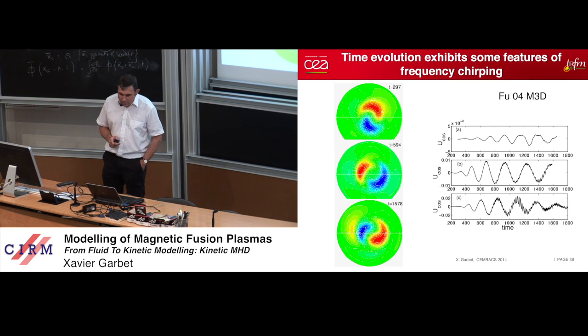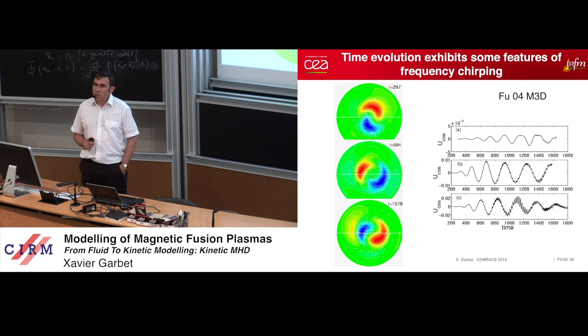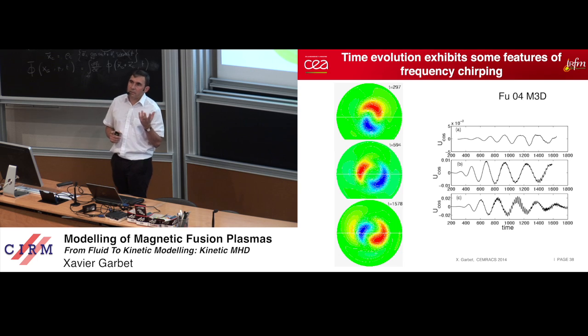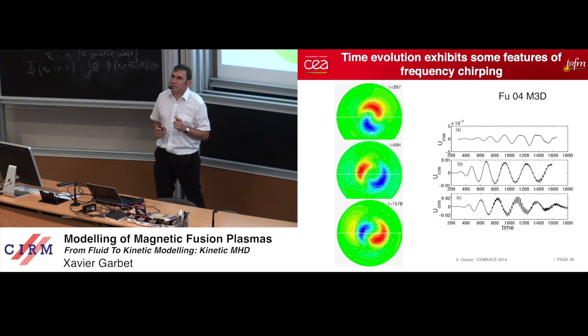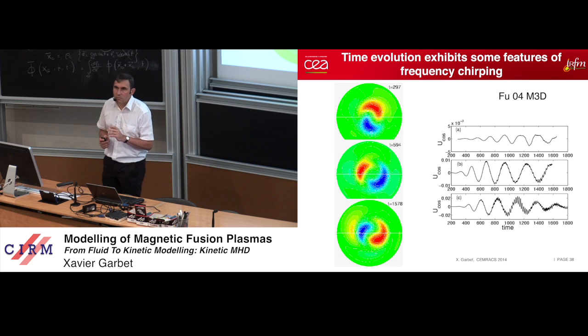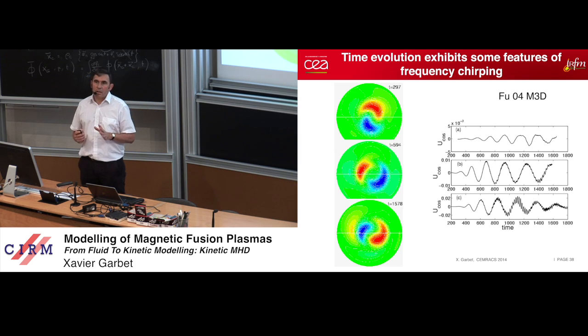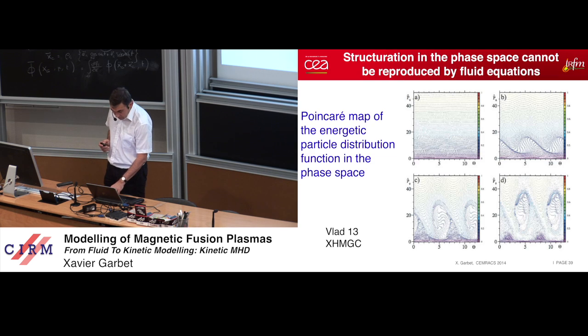Now the mode is driven essentially by a resonance between the mode itself, the kink mode, and the precession frequency of trapped particles, if you're dealing with ICRH at least, inside q equals 1. And that's why it's difficult to capture.